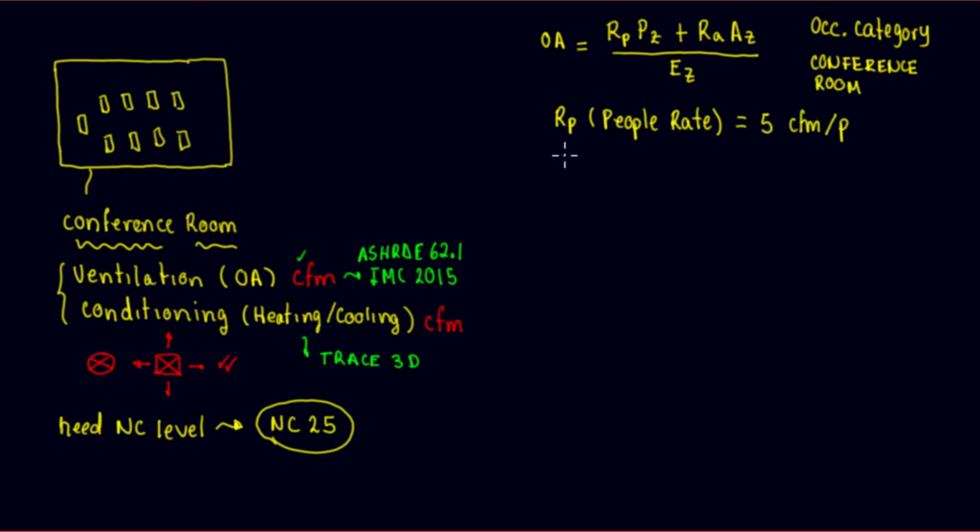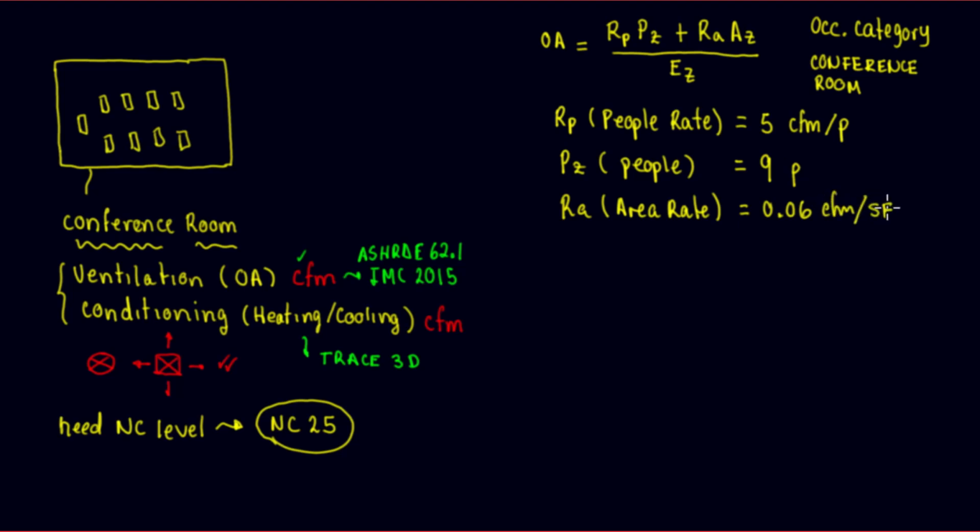The other one is going to be PZ, that's people. And how many people do we have in here? We said it's 9 people. The other one is going to be RA. What is the RA? Area rate. How much is my area rate? It's going to be 0.06 CFM per square foot. And the last one is going to be my AZ. AZ is simply the area, or area zone. The area is going to be 170 square feet.